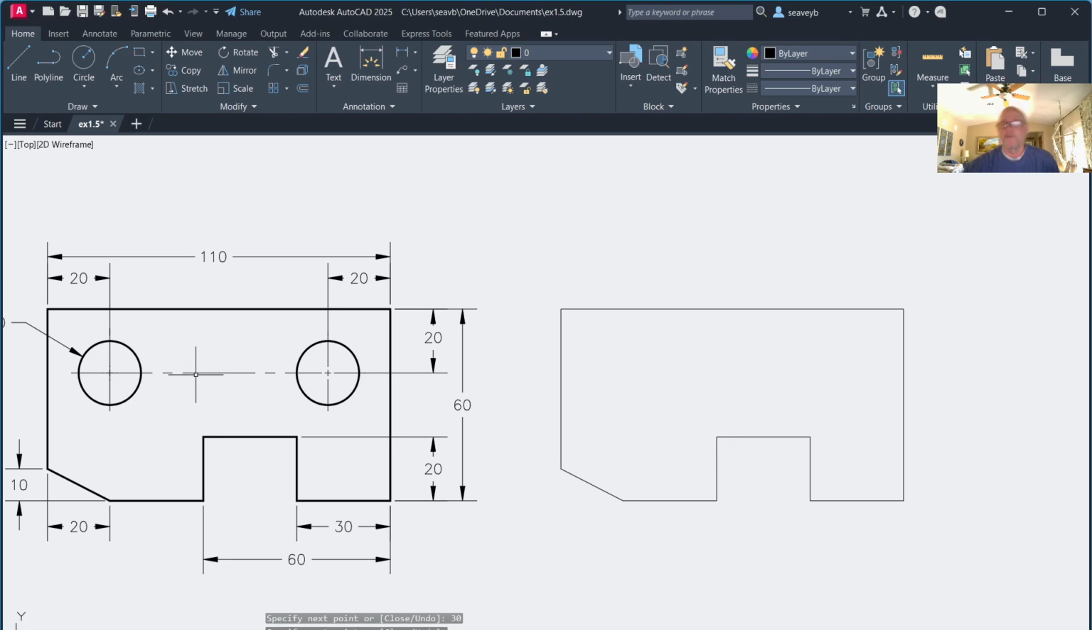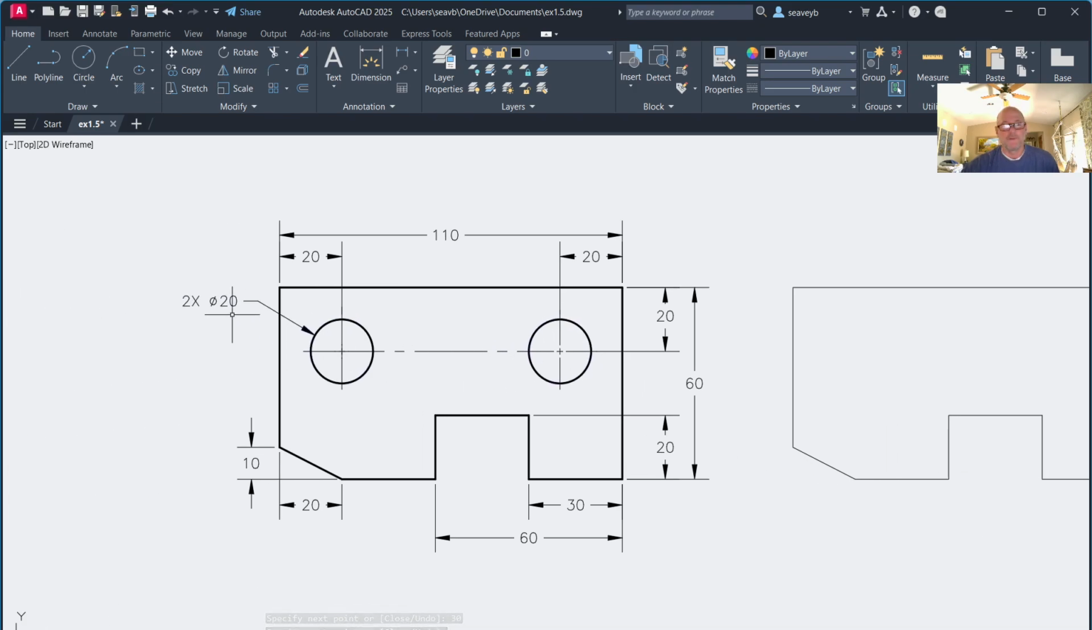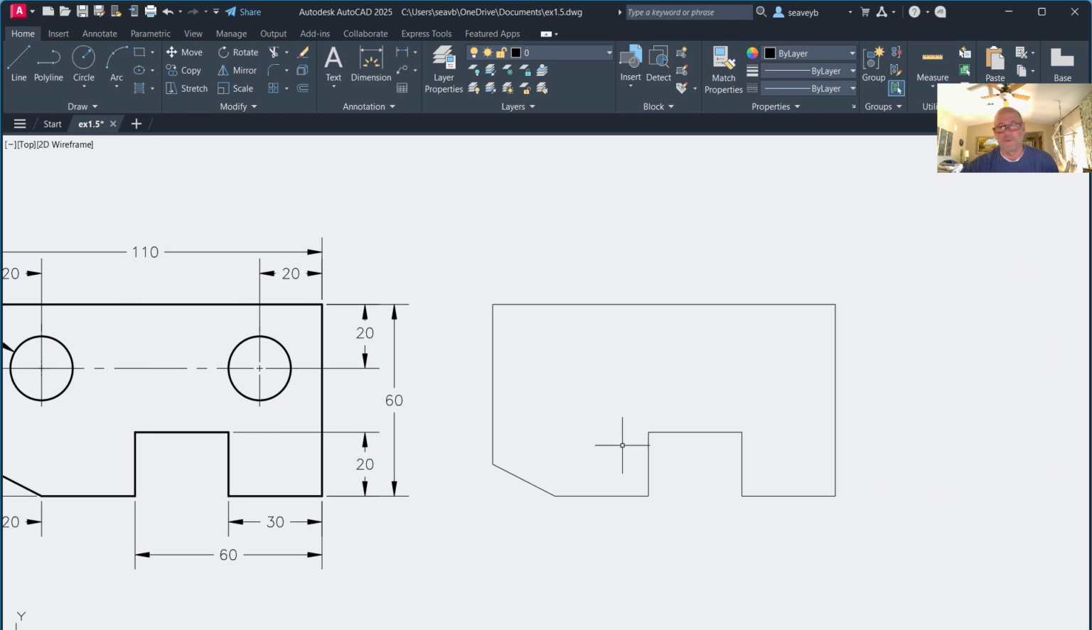Okay, now the circles, and the dimension says there's 2 of them, and they both have a diameter of 20, and their positions are 20 from the corners, it looks like. So start a circle, C space. I can't really place it immediately at this corner unless I do 20 square roots of 2 for the center. It's asking for the center, so I'm just going to track left or down 20 units. And then set the diameter. It's asking for the radius, so I can either click on diameter or type in the radius of 10.